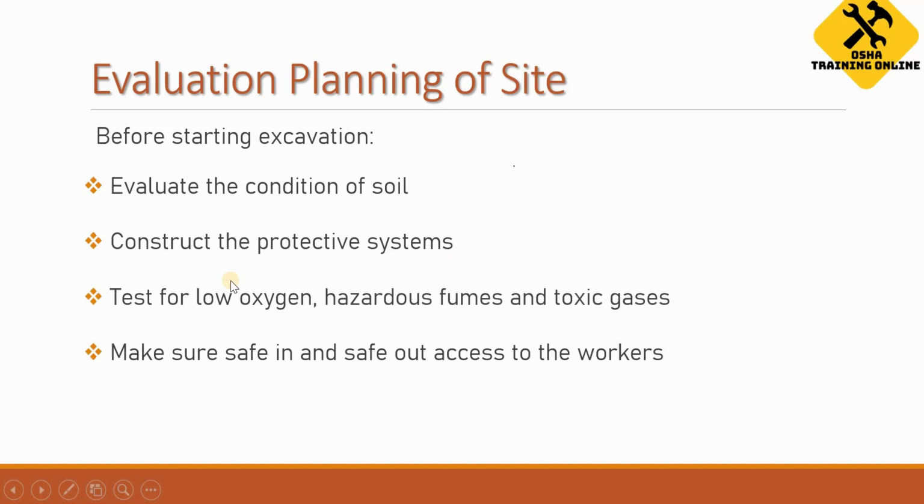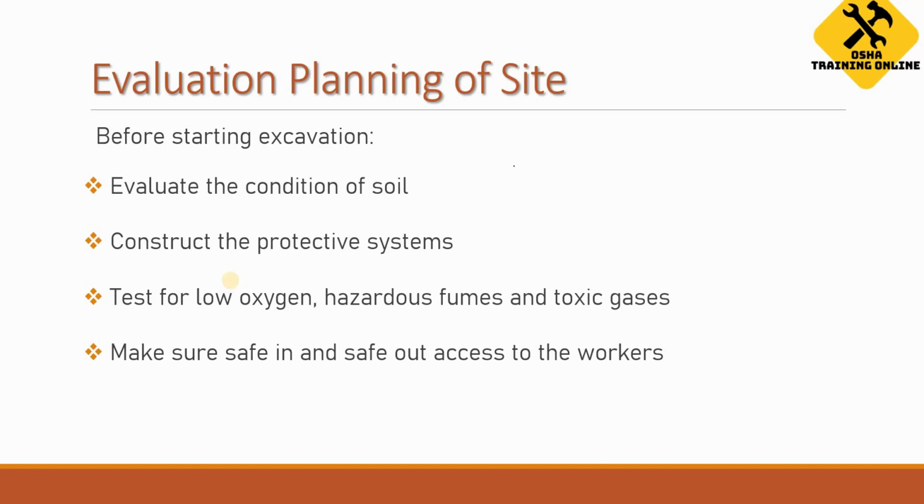Now, what is the evaluation and planning of the site? What should we make sure of before the start of the excavation? First we have to evaluate the condition of the soil, what type of soil it is. There are certain types of soils which do not break down that easily. Some soils may break down easily. So there are specific people in safety who do this kind of evaluation. Construct the protective systems. There may be protective systems required. It may be different kinds of PPE requirements, some procedures, some policies. All of these should be made sure.